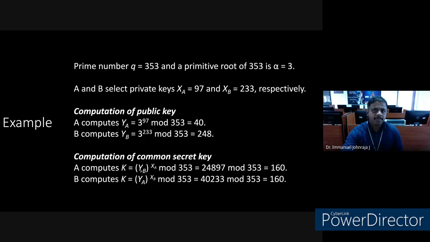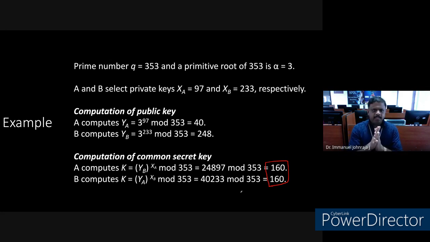Now A computes the secret key by using the formula YB power XA mod 353. In this example, you will end up getting 160. Similarly, parallelly, the other person also computes and also ends up getting 160. Now 160 is the secret key, which is shared between A and B, sender and receiver, Alice and Bob, by using the Diffie-Hellman key exchange algorithm, right?